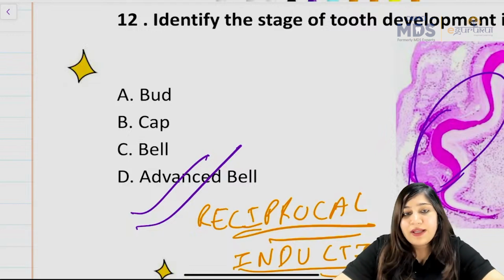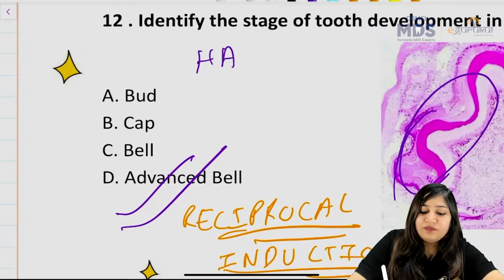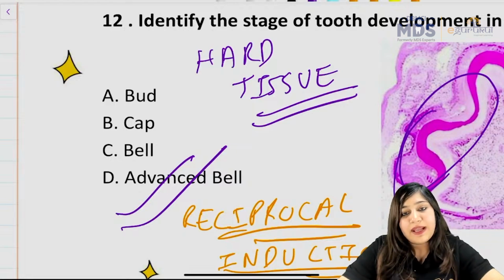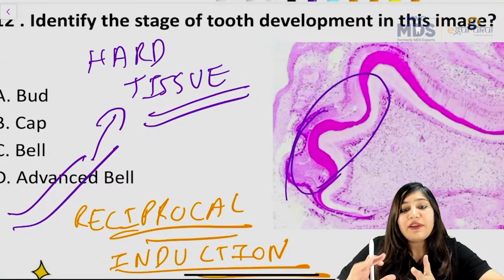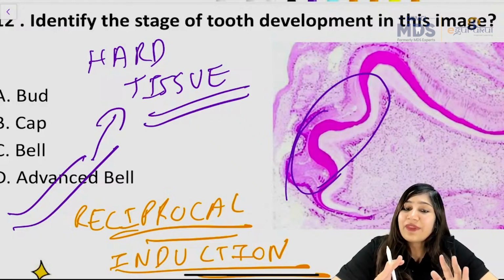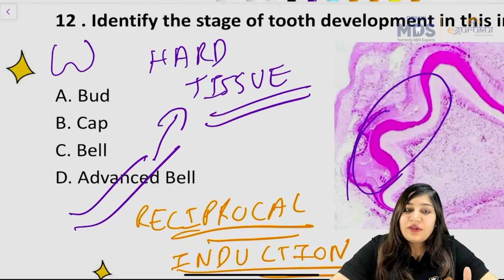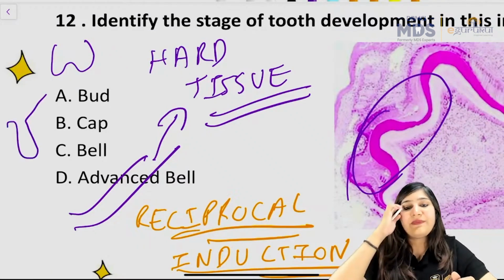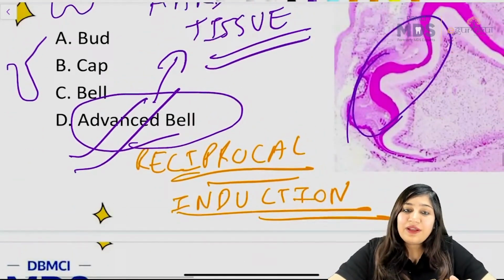We have reciprocal induction. Because of the formation of hard tissue, it is the advanced bell stage. If another diagram is given where you can appreciate hard tissue, then it is the diagram for advanced bell stage. Always remember this. Cap stage and bud stage you can appreciate on the basis of the shape of the enamel organ, right? So advanced bell stage is basically hard tissue formation.